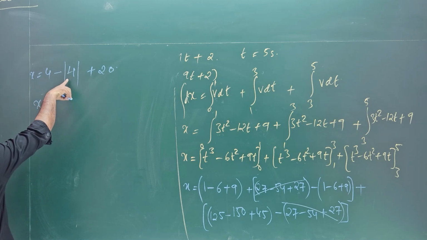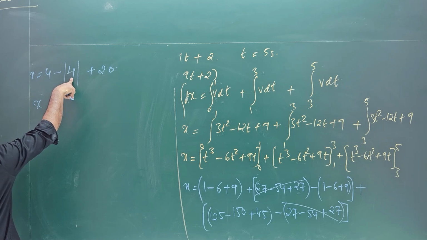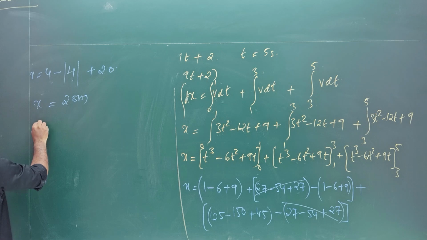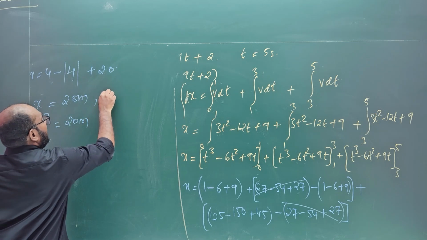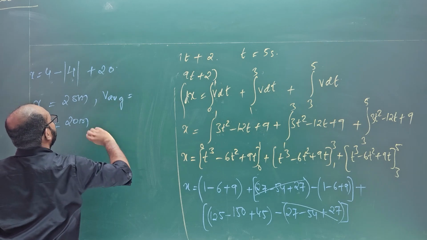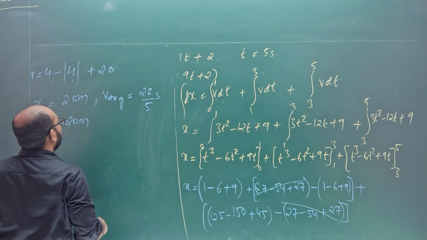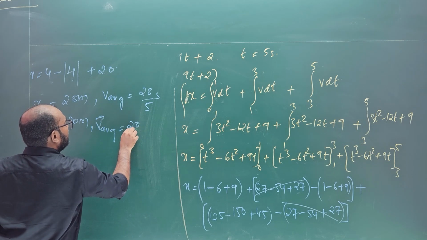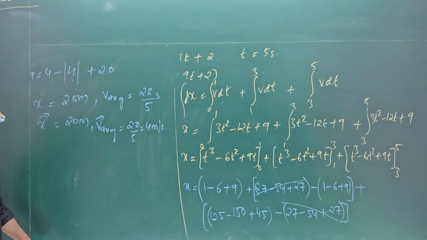Now tell me the distance. Distance is nothing but, we need to add all of these, since distance cannot be negative. So 4 plus 4 is 8, plus this 20, 28 meters, and displacement can be written as 20 meters, and average speed can be written as 28 upon time, 5 seconds, or average velocity can be written as 20 upon 5, that is nothing but 4 meter per second. How many of you got these answers? Very good. Chalo.